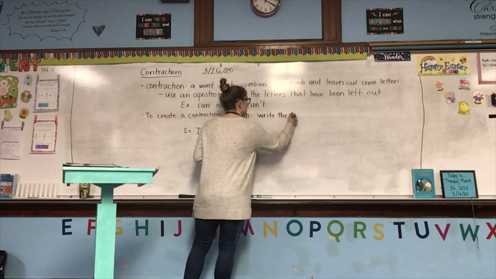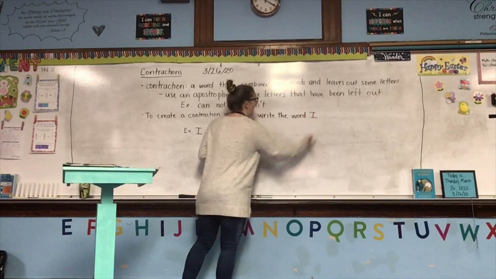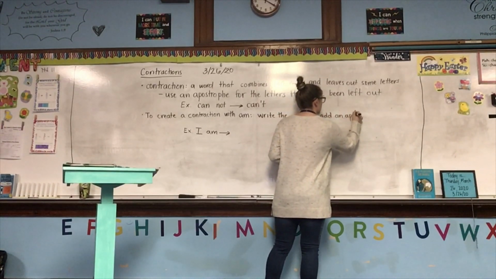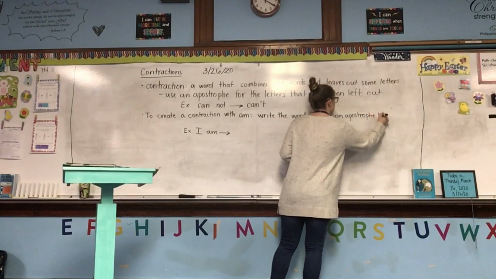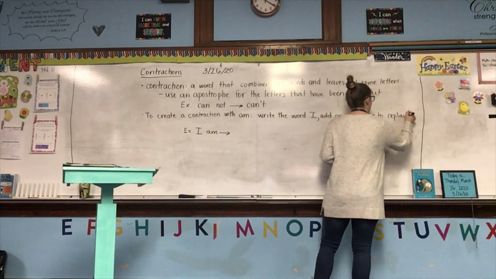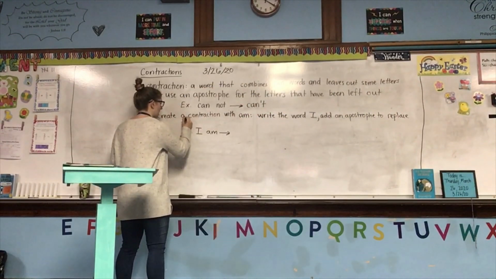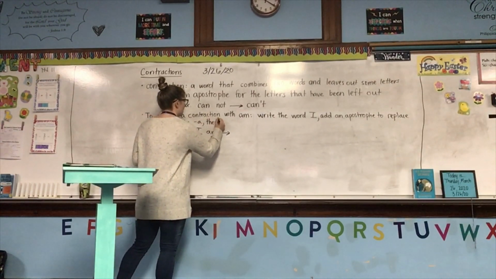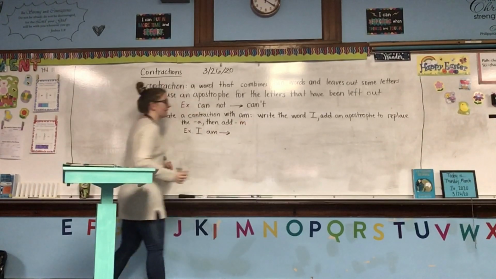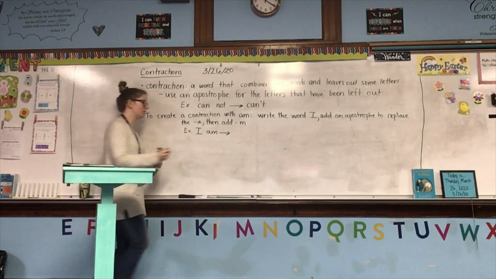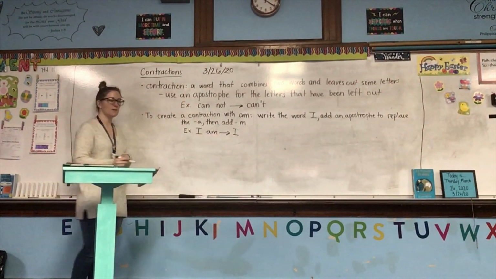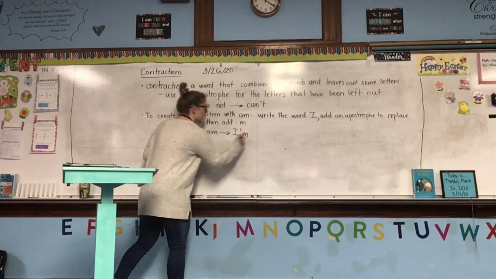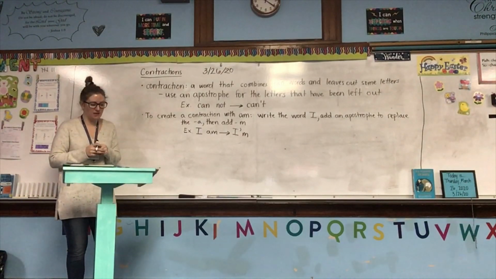Write the word I, add an apostrophe to replace the A in am, then add the letter M. So I am, we write the word I, we add an apostrophe to replace the A in am, and then we write the M. That's the only time you can do that, and that's all you have to do.